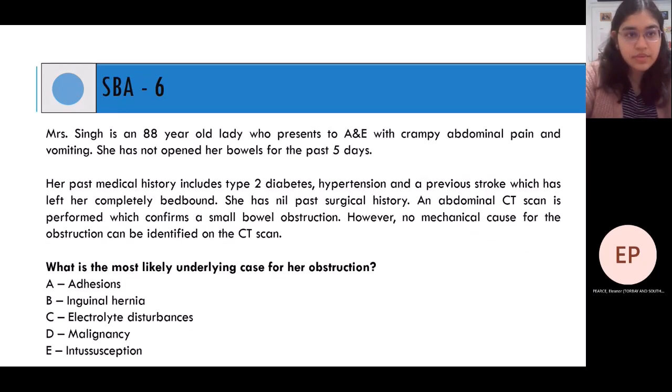The 6th question is about Mrs. Singh, who is an 88-year-old lady who presents to A&E with crampy abdominal pain and vomiting. She has not opened her bowels for the past 5 days, and her past medical history includes type 2 diabetes, hypertension, and a previous stroke, which has left her completely bedbound. She has no surgical history, and an abdominal CT is performed, which confirms a small bowel obstruction, but no mechanical cause for the obstruction can be identified. So what does everyone think the most likely underlying cause for this obstruction would be?